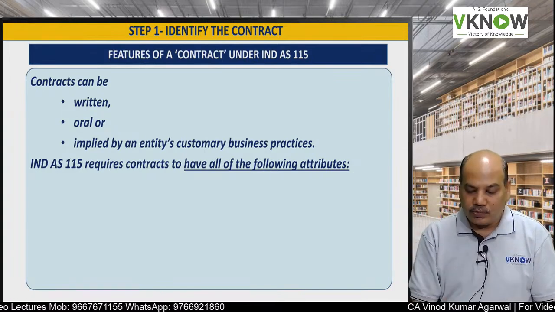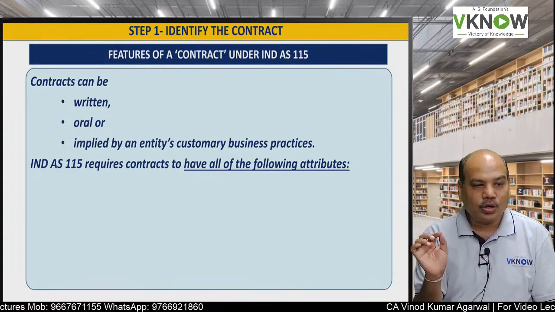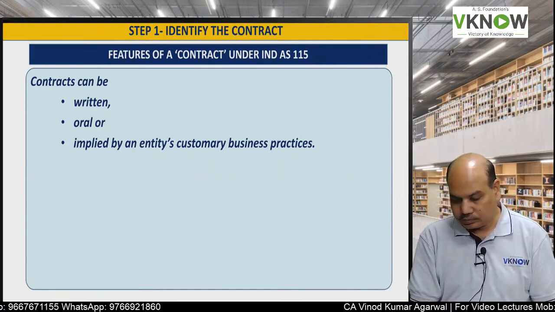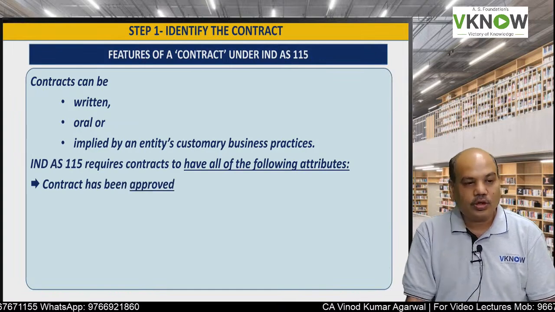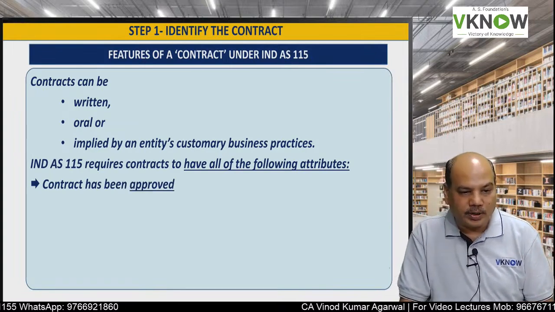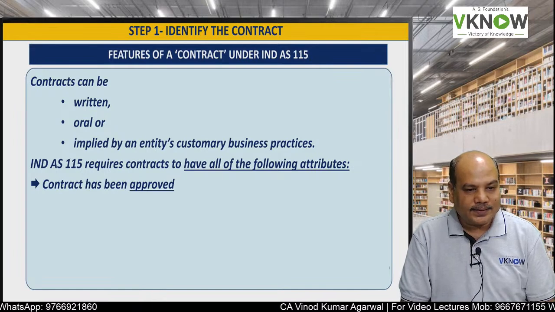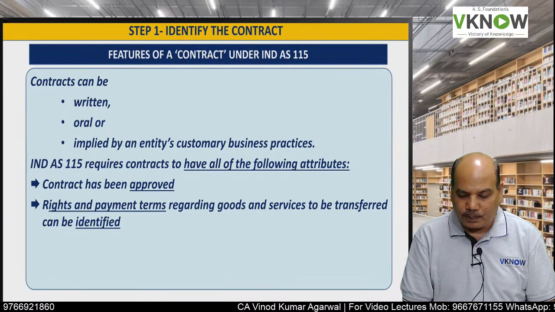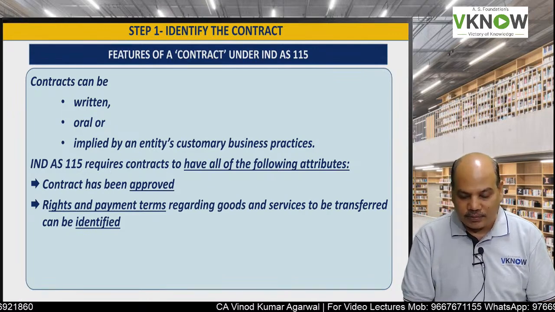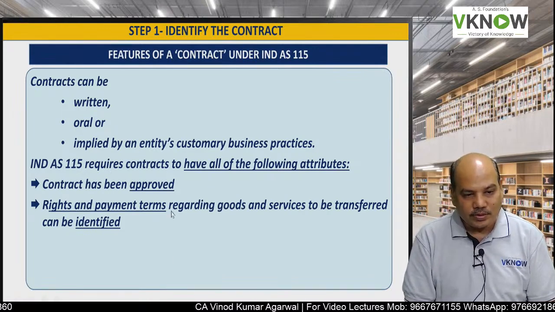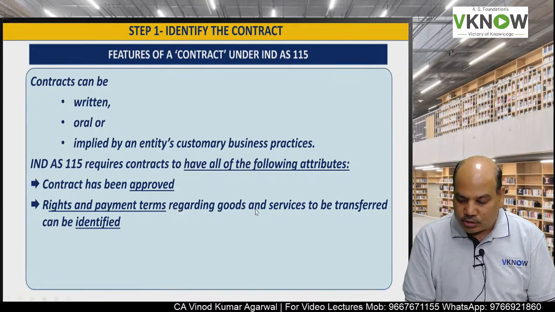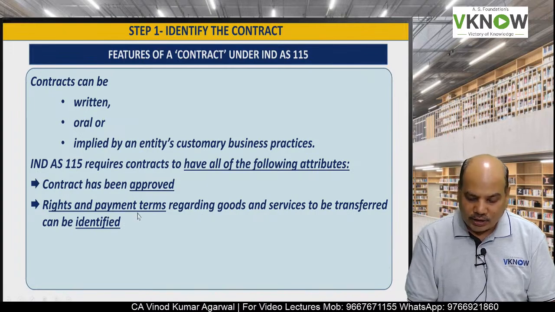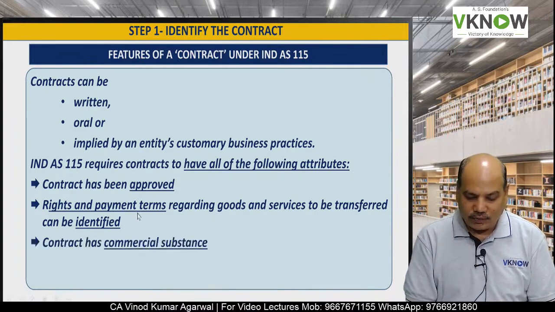As per IND AS 115, it requires that a contract should have all the following attributes. First, the contract should be approved by both the parties. The seller and the customer both should approve the contract. Second, the rights and payment terms regarding goods and services to be transferred can be identified. So rights and payment terms are identified.